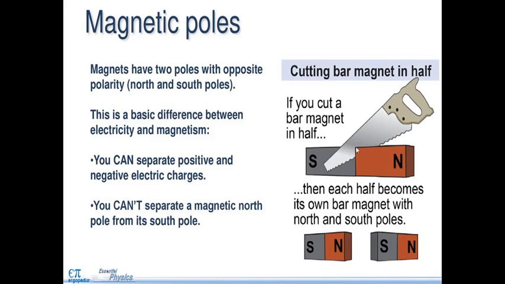What will happen when we cut this bar magnet? This part will act as a north pole and this part will act as a south pole. Means we can't separate the magnetic north pole from its south pole. Understood? The electricity and magnetism points are not for your class. You will learn them in higher classes, but only remember that if we cut the bar magnet in half, still we can't separate the poles. We can't separate the north and south poles. Understood?